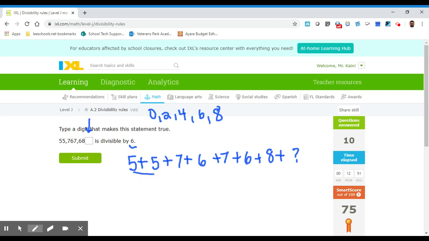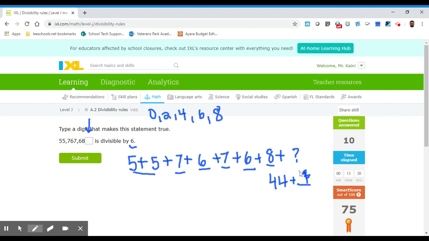Okay, so let's add these up. 10, 17, 23, 30, 36, 44. So 44 plus what would give us a number that divides by 3? I know what it is. It's going to be 1. Because 44 plus 1, oh, it can't be 1 though, right? Because it has to be even. So let's think about this. If I put a 0 there, it's just 44. 44 does not divide by 3.